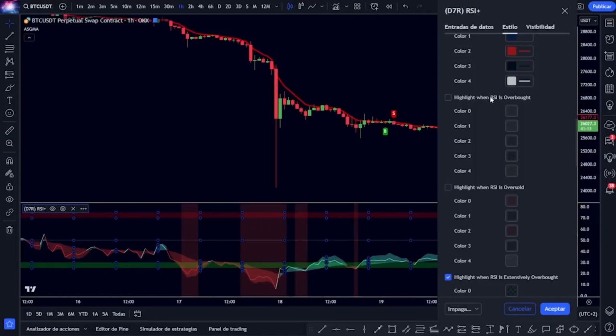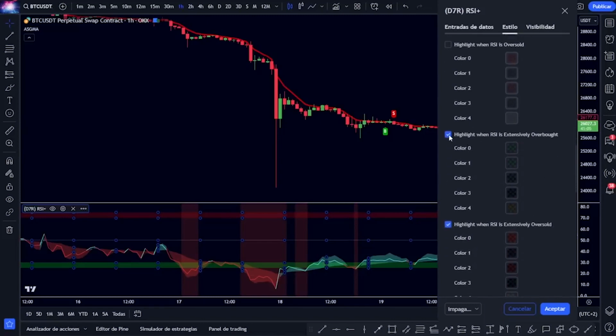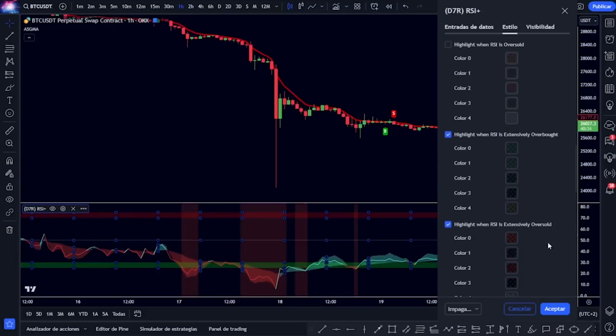RSI is overbought and oversold, because it also offers 2 other options that show us when the price is extremely overbought or extremely oversold. So why are we going to leave the signals that tell us only when it is a little oversold if we can focus on those that are safer? So I also recommend you do it.